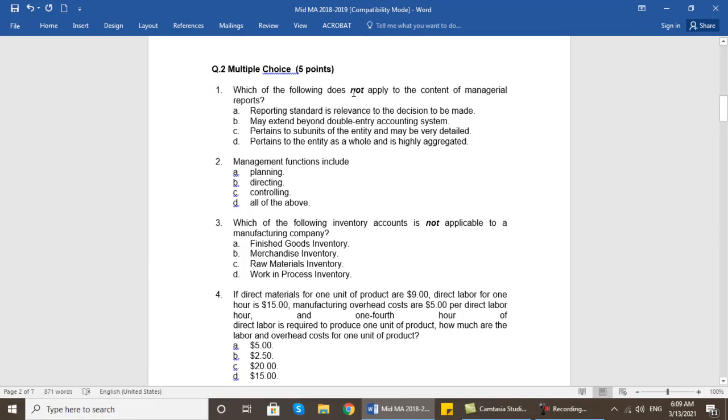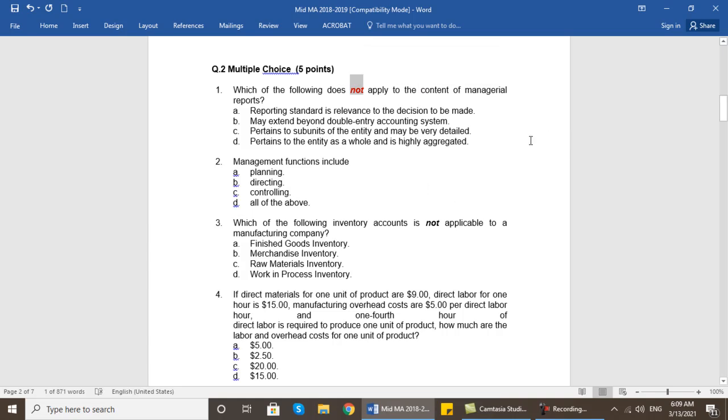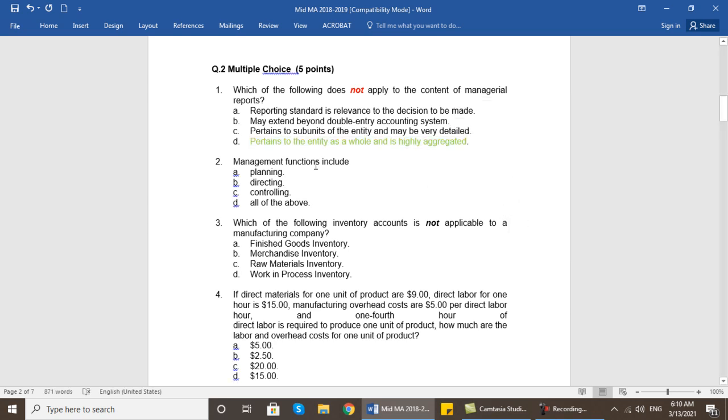Here, as you see, which of the following doesn't apply to the content of managerial reports? The correct answer is D. Pertains to the entity as a whole and is highly aggregated.